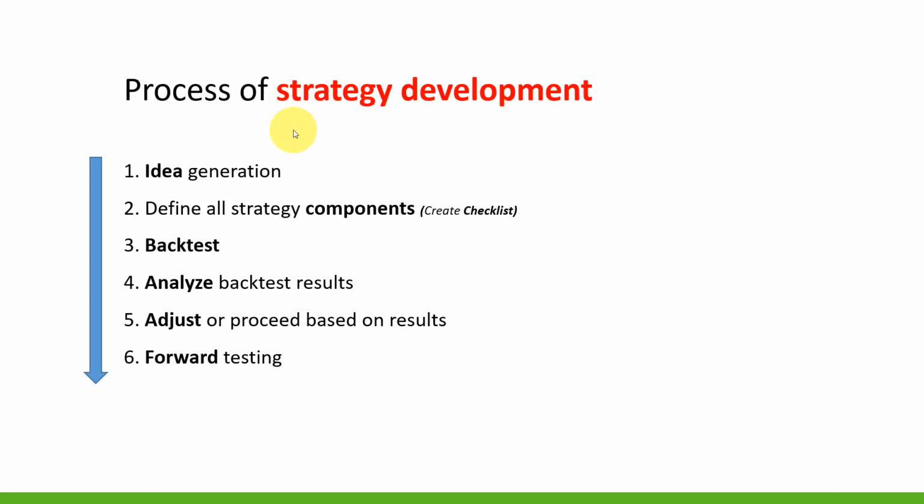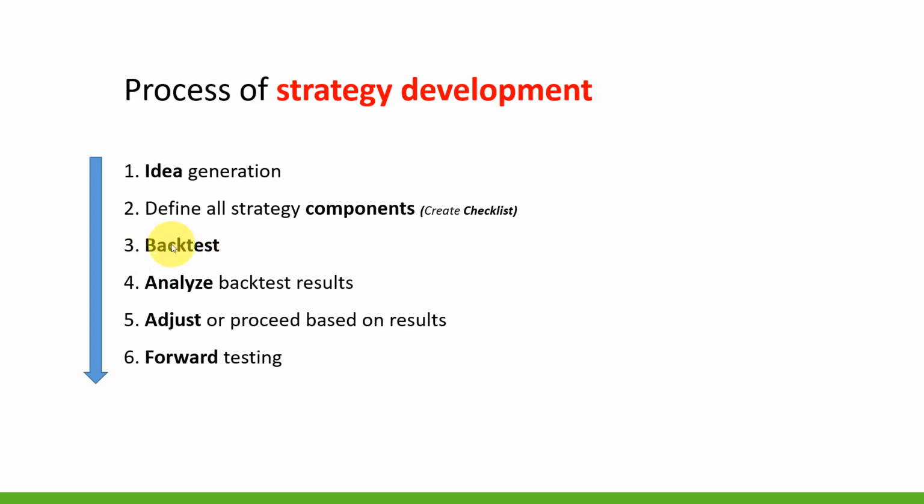And the process that we're going to follow is this. First, we're going to talk about idea generation. How do we even find ideas for new trading strategies? Then we're going to do a definition of all strategy components, what we've done in the past with entries, exits, stops, targets, scaling in, and everything else. Then we will take the strategy that we have defined. We will backtest it on historic price data. We'll do that together as well.